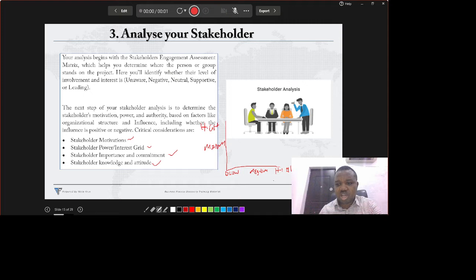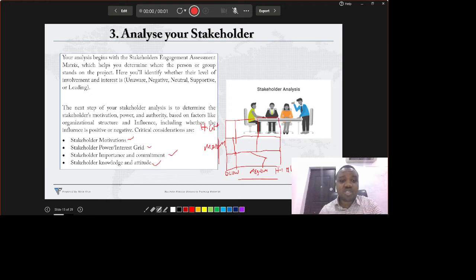So for example, we'll have variables that will be sitting on our horizontal axis, and we'll have variables that will be sitting on our vertical axis, and we'll be plotting them just to determine their power and interest grid, to determine their knowledge and attitude, and to determine their importance and commitment. And we'll be seeing these stakeholders into work blocks first, and depending on the block they fall into, it then aids how we would properly manage these stakeholders. So we'll be going into that shortly.